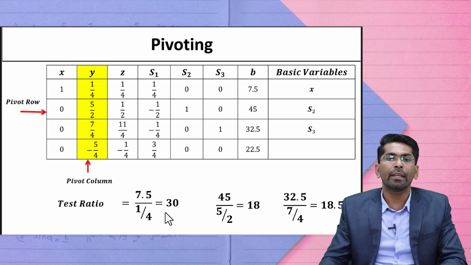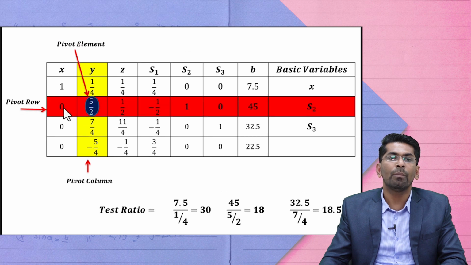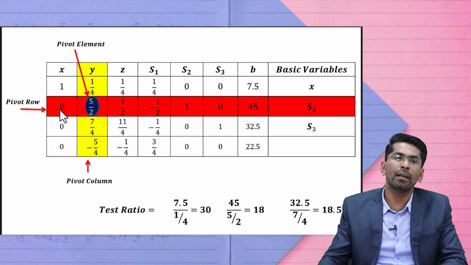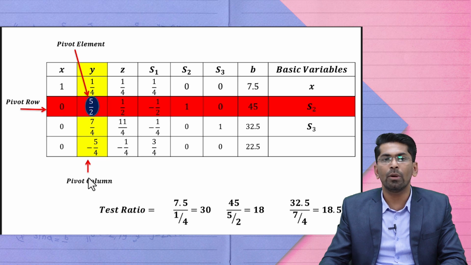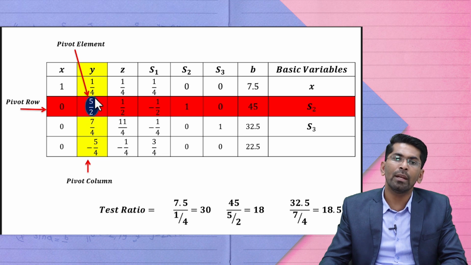So we are marking the pivot row here by highlighting it using the red color. After identifying the pivot row and pivot column, next we are going to identify the pivot element, that is the intersection point. Here it is 5 by 2. After identifying the pivot element as well, we are going to restructure the entire table by using the pivot row.